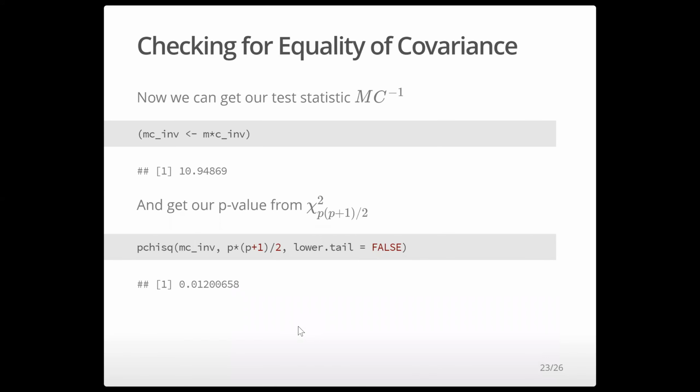So now we get our test statistic, M times C inverse, and because C was so close to being 1, it turns out to be very close to what M was. Then we get our p-value from our chi-square distribution with p times p plus 1 over 2 degrees of freedom, and that's p equal to 0.012. So in this case, we reject the null hypothesis that our two groups have equal covariances, which is technically a violation of our equality of covariance assumption.